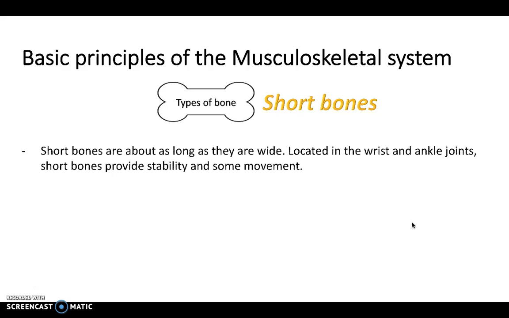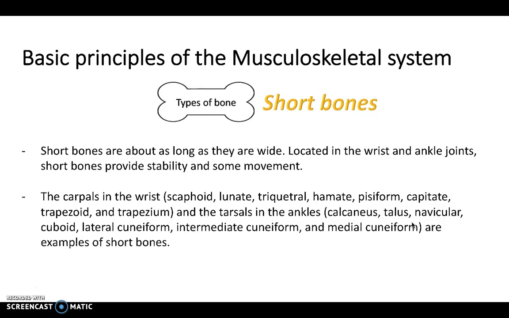Short bones, these are about as long as they are wide, and they're located in the wrist and ankle joints, and they provide stability and some level of movement. So commonly we see the carpals in the wrist, these are short bones, and the tarsals in the ankle, and these are also short bones.